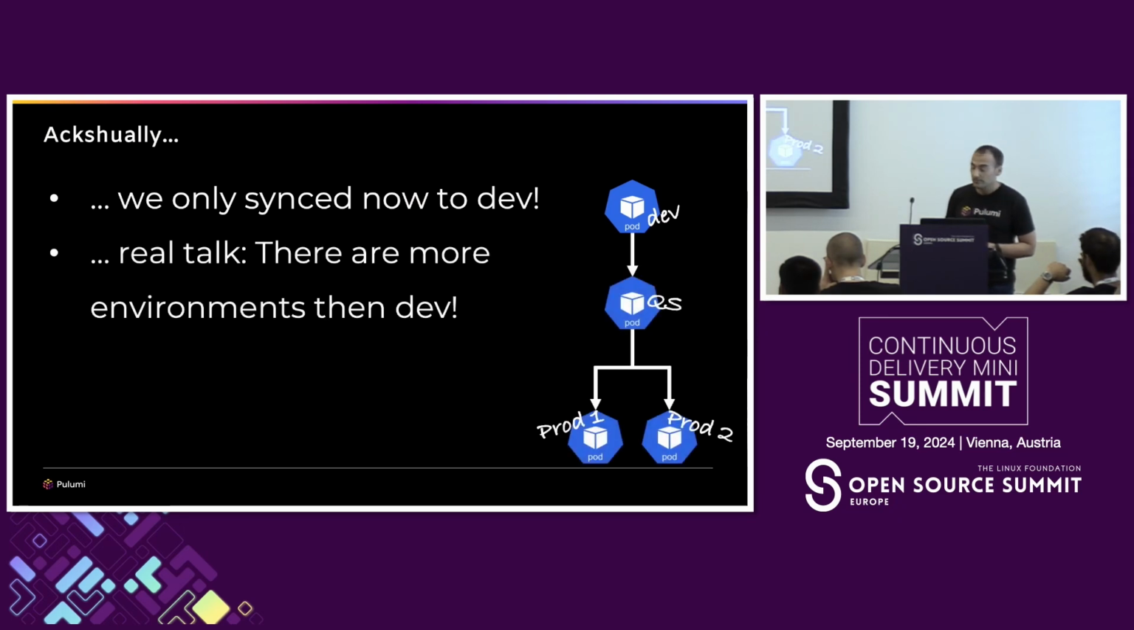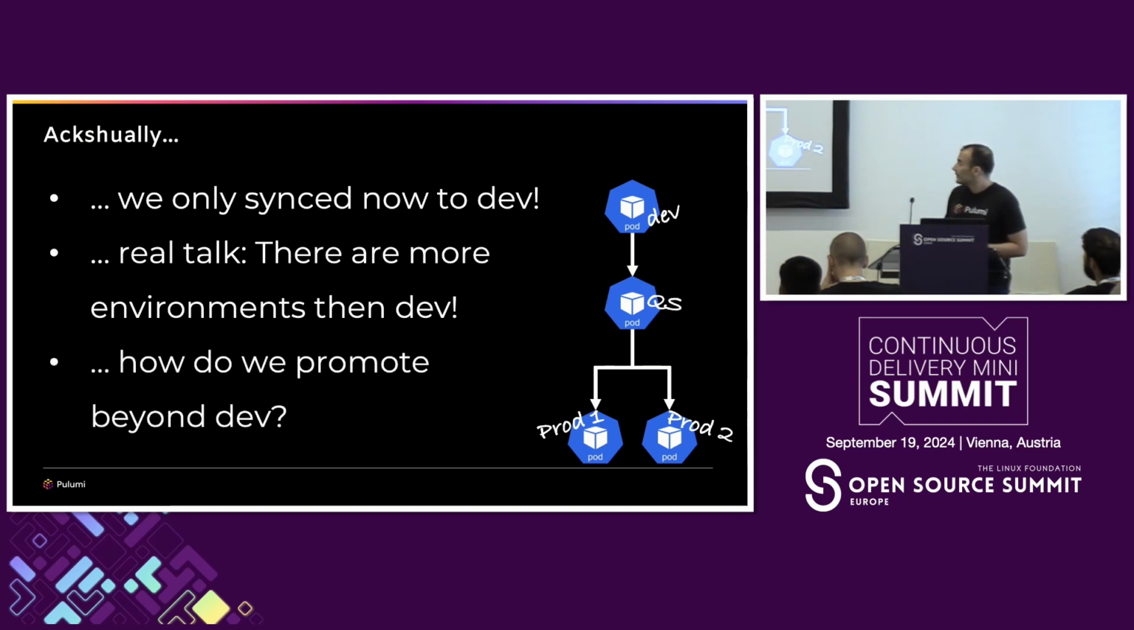But we all know, and this is the real talk, and I know this from experience with our customers, there are more environments than development. So we go to QA, we go to prod and all this stuff. And now comes the next point, why we're leading the whole thing to the Kargo example: how do we promote these changes from one stage to another, which is a big question.